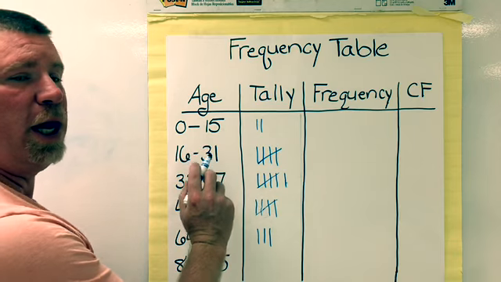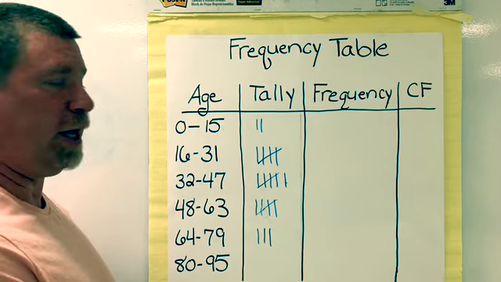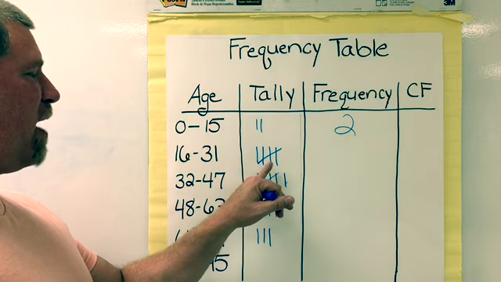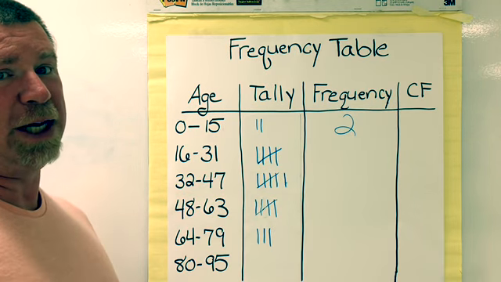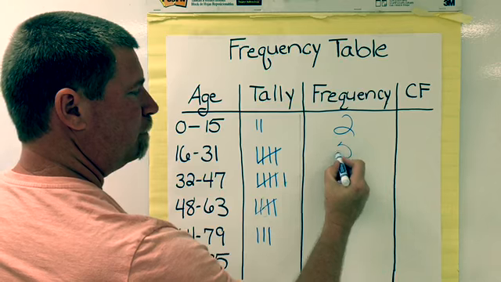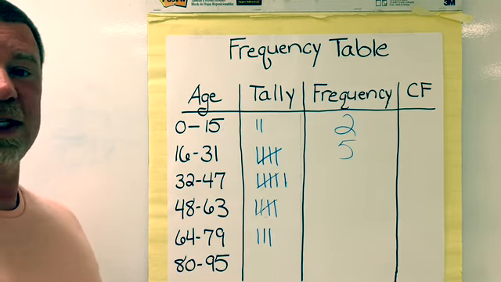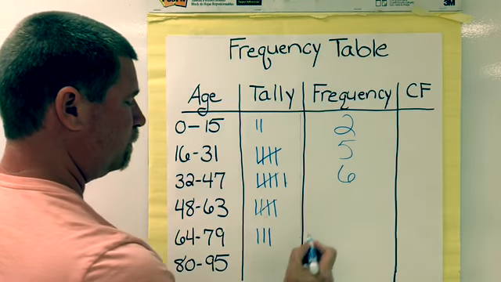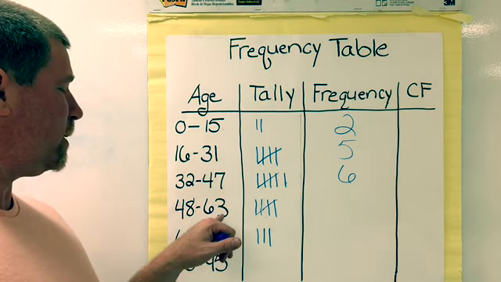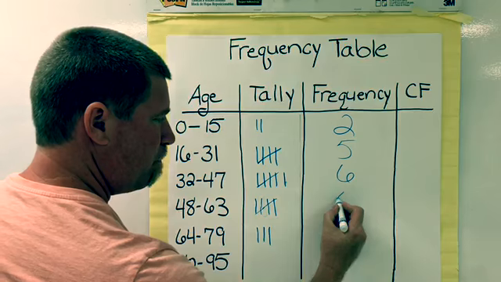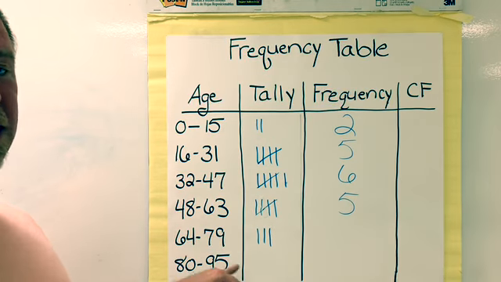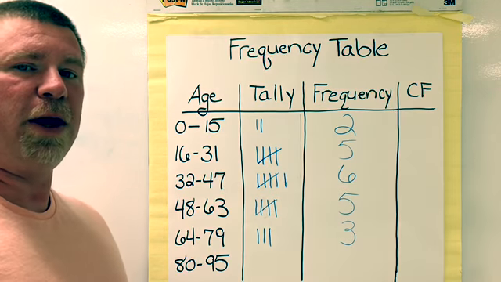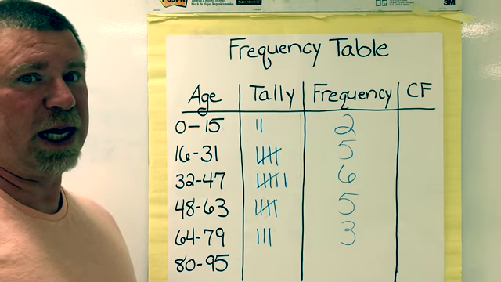So how many times did someone have an age between 0 to 15? 2 times because of the 2 tally marks. 5 times I had someone that was between the ages of 16 and 31. 6 times I had someone between the ages of 32 and 47. 48 to 63, there were 5. And 64 to 79, 3. Now I know the frequency and represented it as a number.